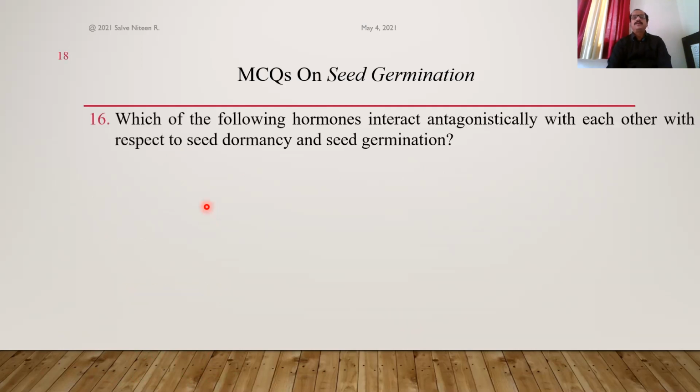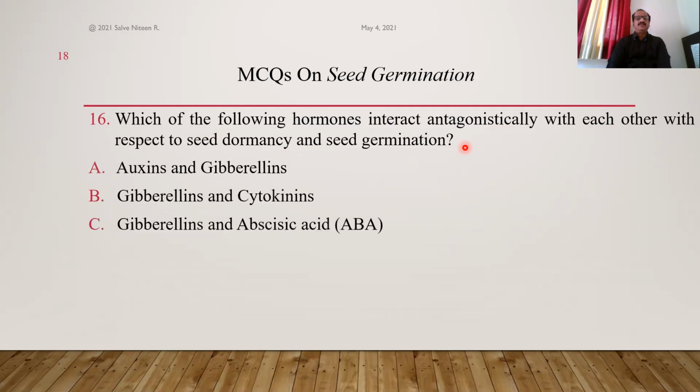Which of the following hormones interact antagonistically, opposite with each other? They have exactly opposite action with respect to seed dormancy and seed germination. Auxins and gibberellins, gibberellins and cytokinins, gibberellins and abscisic acid, auxins and abscisic acid. Which pair works antagonistically? As you have studied, this is the pair gibberellins and abscisic acid. Gibberellins are responsible for seed germination. Abscisic acid is responsible for seed dormancy.